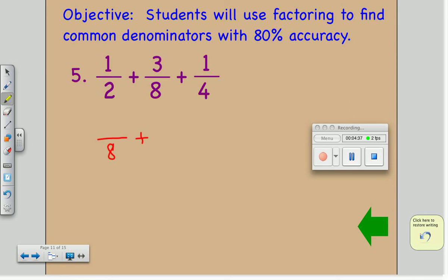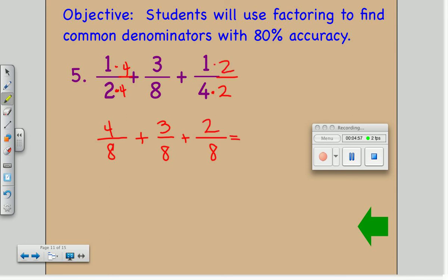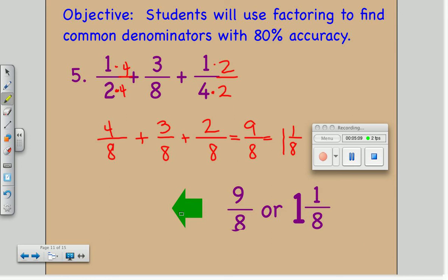This one already has a denominator of 8, so I can keep the numerator the same. And this one I need to change to a denominator of 8. So to change 2 to 8, I multiply by 4. So then I multiply by 4 up here. 1 times 4 is 4. To change 4 to 8, I multiply by 2. Then I have to multiply up here as well. 1 times 2 is 2. Now I can add them all together. 4 plus 3 is 7, and 7 plus 2 is 9. 9 over 8. If you want to change it to a mixed number, it would be 1 and 1/8. Either way is fine.